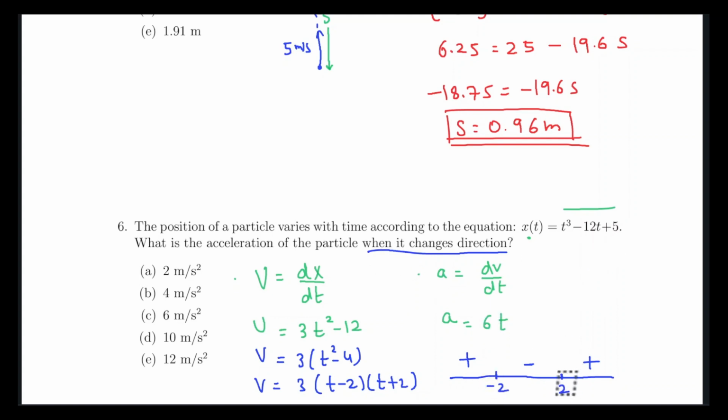Obviously, negative 2 should be ignored because that's a negative time. So I'm just going to take positive 2. So the acceleration is 6 times t at 2 seconds. It will be 6 times 2, which is 12 meter per second square. So that should be our answer, which is option E.